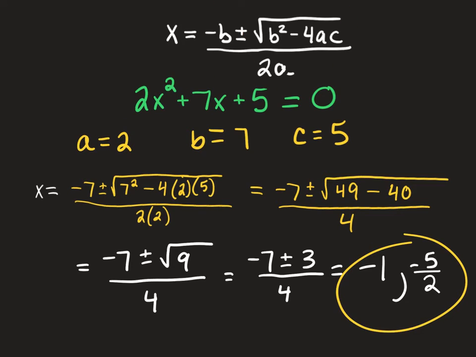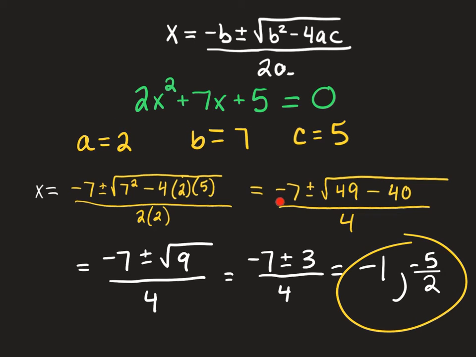This was the example we did. I wrote down the formula, and then I had 2x squared plus 7x plus 5. So a is the number in front of x squared, so a is 2, b is 7, and c is 5. Plugging these numbers into the formula, we get negative 7, because it's negative b, plus or minus the square root of 7 squared, minus 4 times a, which is 2, times c, which is 5. And then it's all divided by 2 times a, which is 2.